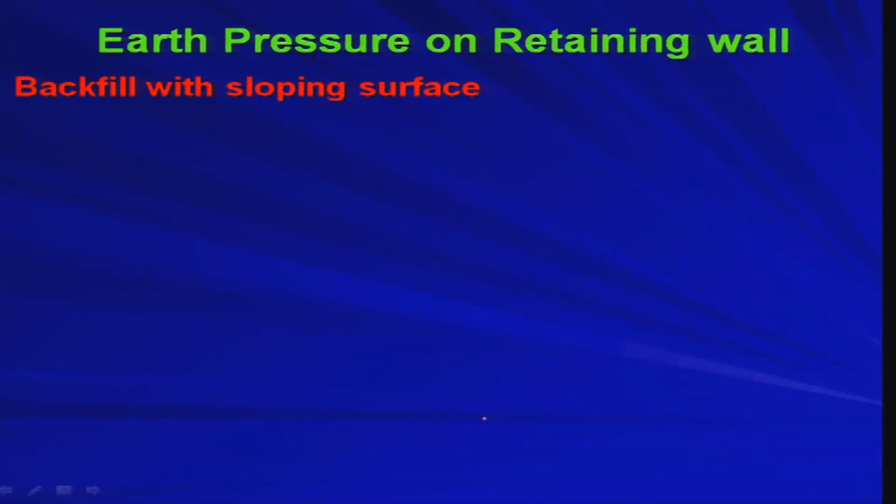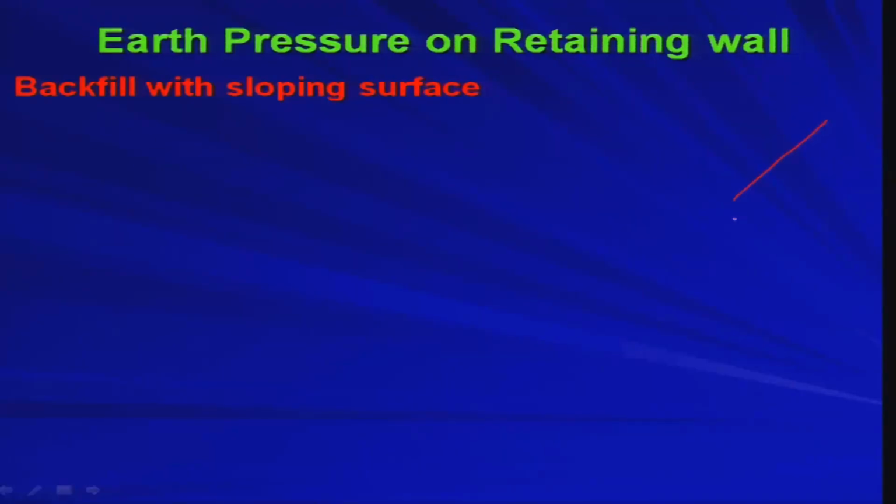Now, if you have the backfill with a sloping surface, it is very common, right. You will not always get a horizontal backfill; it may not happen in real life. So, if you want to retain a hilly slope, suppose the hilly slope is like that, and you want to retain it with your retaining wall, then what will happen? Let us see that.